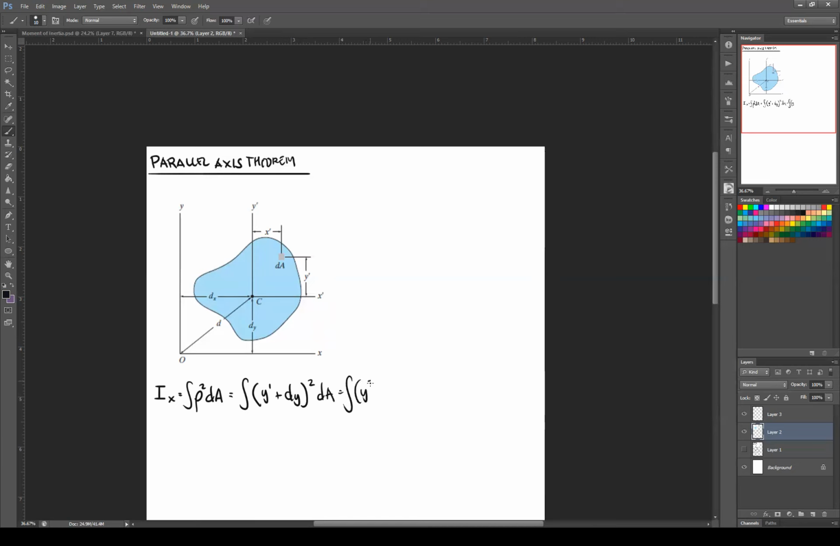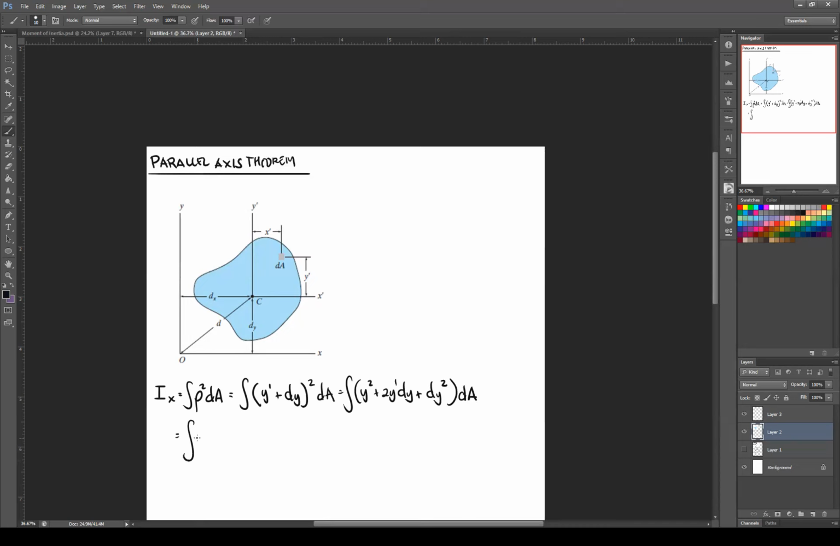This becomes y prime squared plus 2 y prime dy plus distance dy squared. Once again, this is not differential, this is distance. Then multiplied by differential area dA. I know it's a bit confusing, the symbols used in the derivation, but again, I just reiterate, this is distance, this is differential. And then let's solve.